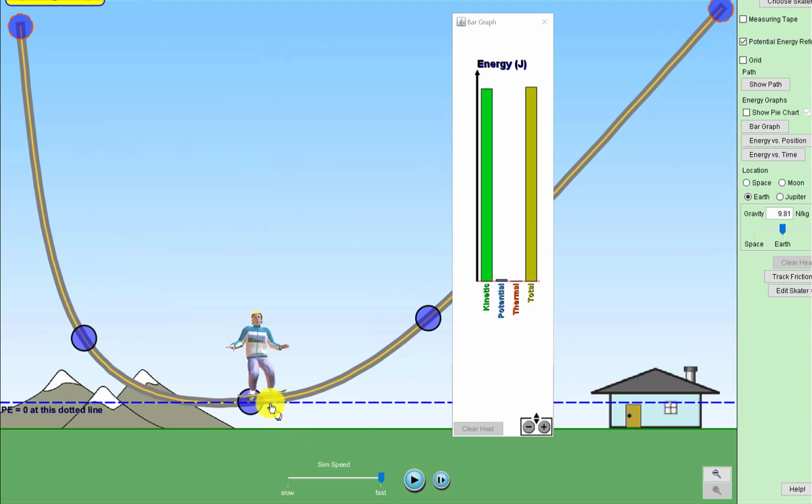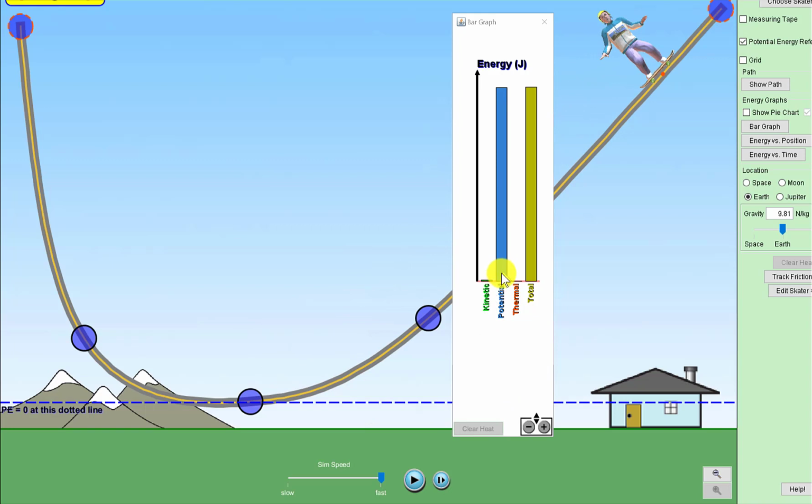As it goes down here, he'll be moving at his fastest, so kinetic will be the most. We're measuring our zero point from this dotted line here, so there's barely any potential energy here. But as he goes up and slows down at the top, kinetic is practically zero and potential is at its maximum there. Okay, we've done this before.